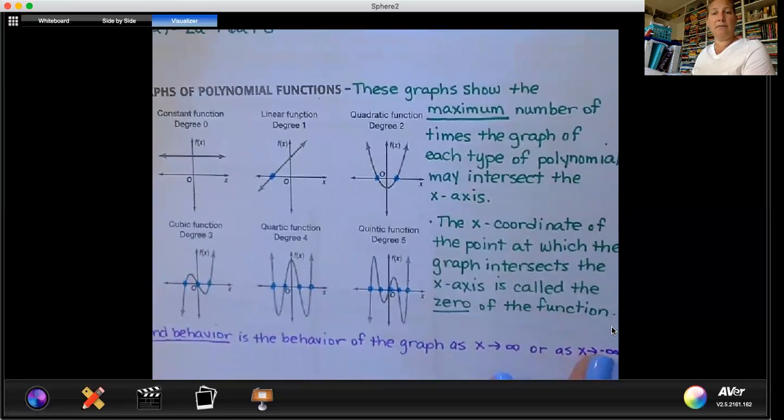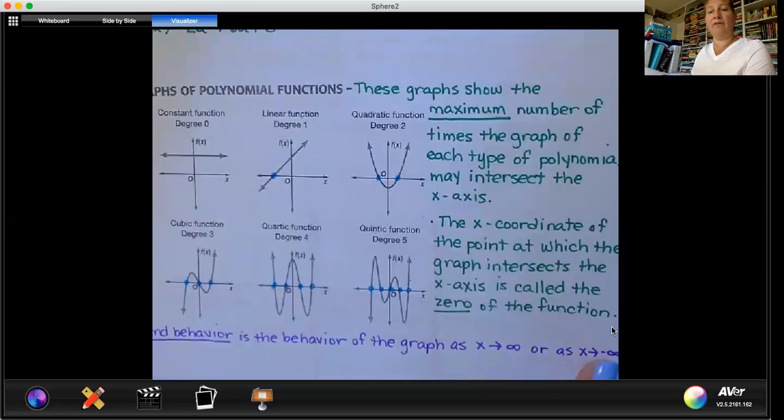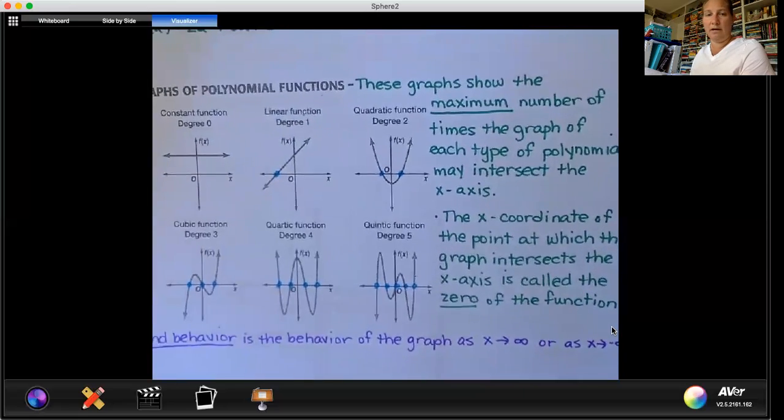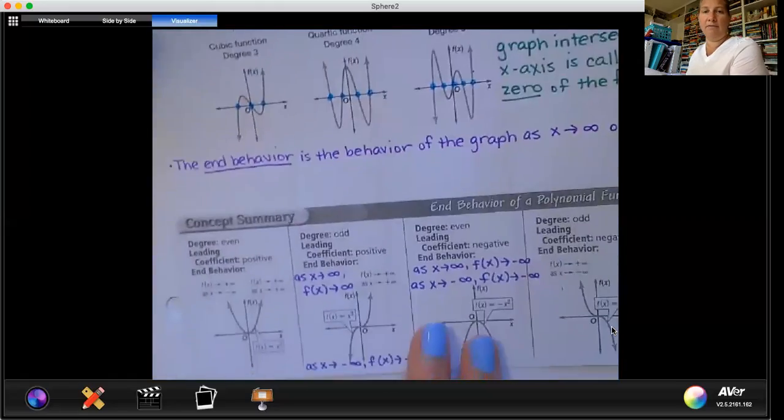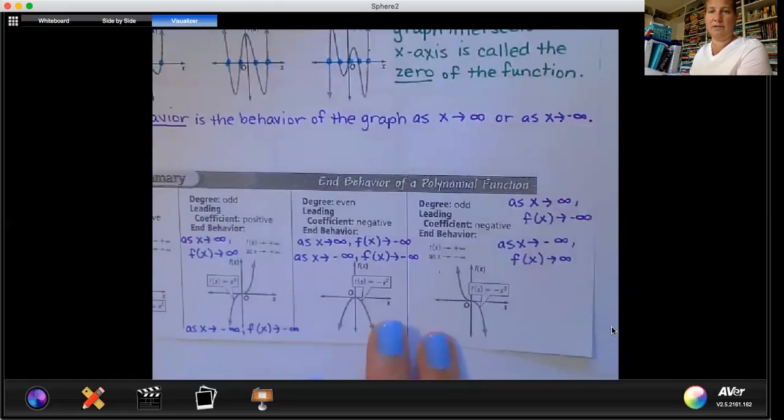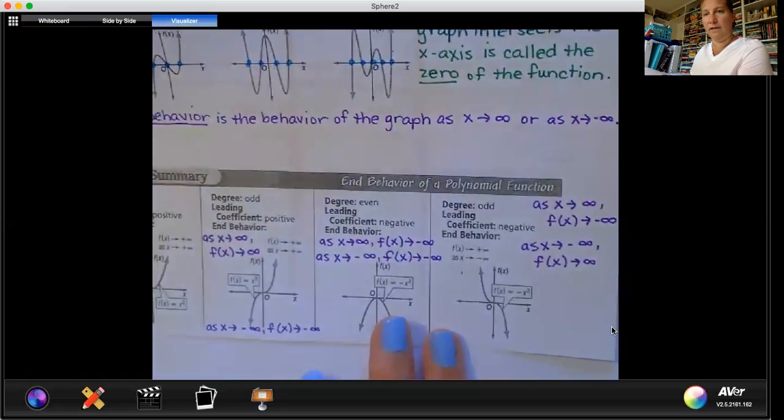These graphs show the maximum number of times the graph of each type of polynomial may intersect the x-axis. The x-coordinate of the point at which the graph intersects the x-axis is called the zero of the function. And we've already talked about end behavior. The end behavior is the behavior of the graph as x approaches infinity or x approaches negative infinity.